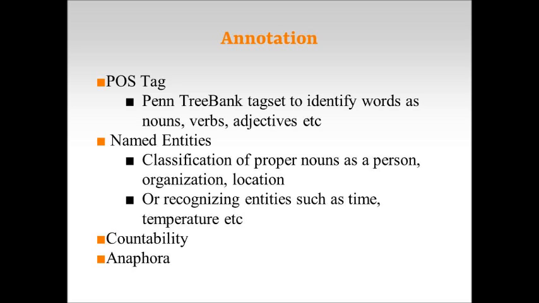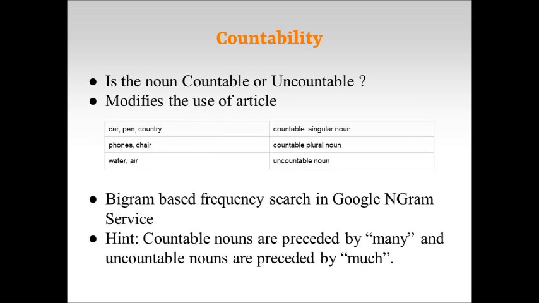So the third one is countability. We'll see more about it in the next slide. And the fourth one is anaphora. The countability of the noun is very crucial in determining the article form. For example, the usage of a and the zero article is determined by whether the noun is countable or uncountable. Examples of countable nouns are car, pen, book, etc. An uncountable noun is things like water, air, and so on.